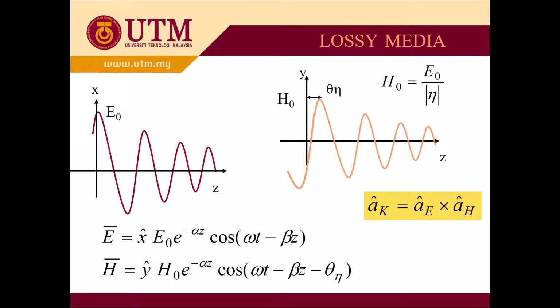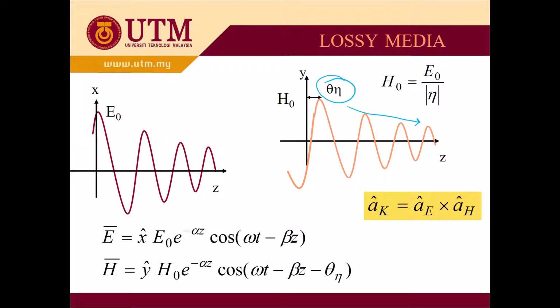And then for the lossy media, the H component is also the same. We can see that the amplitude also becomes smaller as it is attenuated when traveling inside the lossy media. So the pattern is the same, but there is a little bit of difference in terms of the phase. The difference depends on the value of theta n. So what is the theta n here? How to find the theta n?